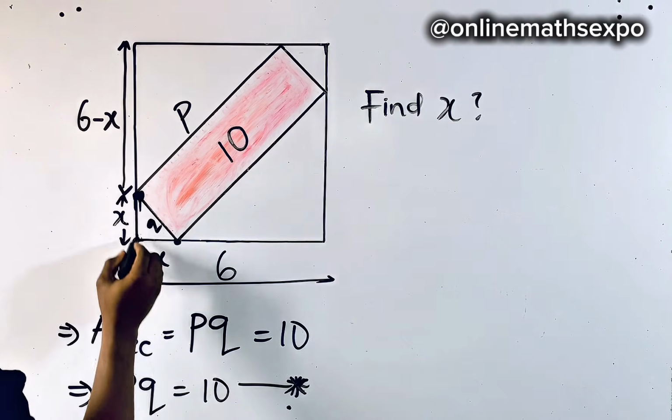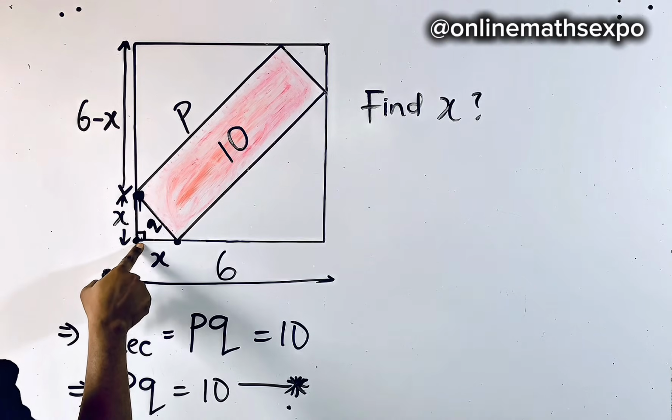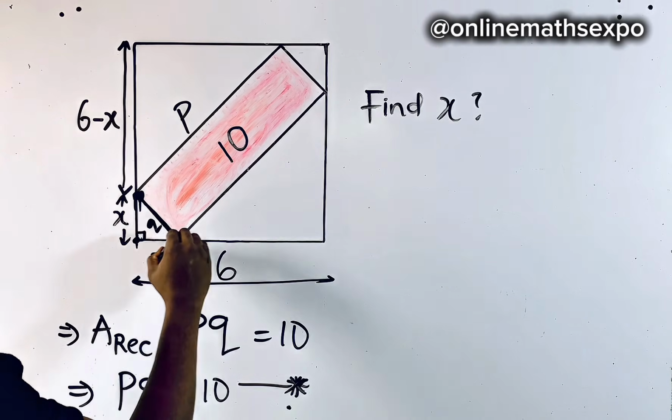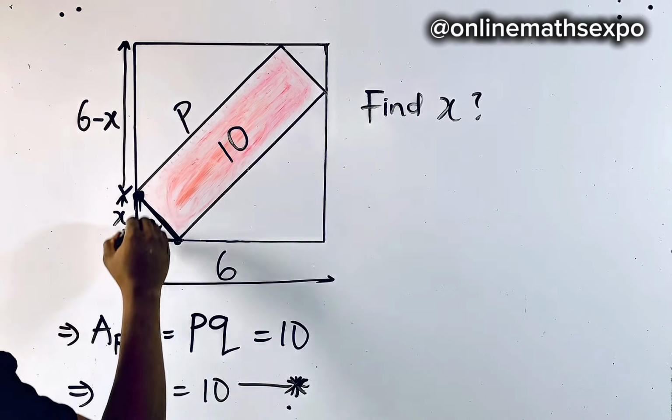Now, what else do we need to know? Remember, this is a square, so it always has right angles at the vertices. And if this is true, you observe that this has formed a right angle triangle. So let's bring this part of this shape out.